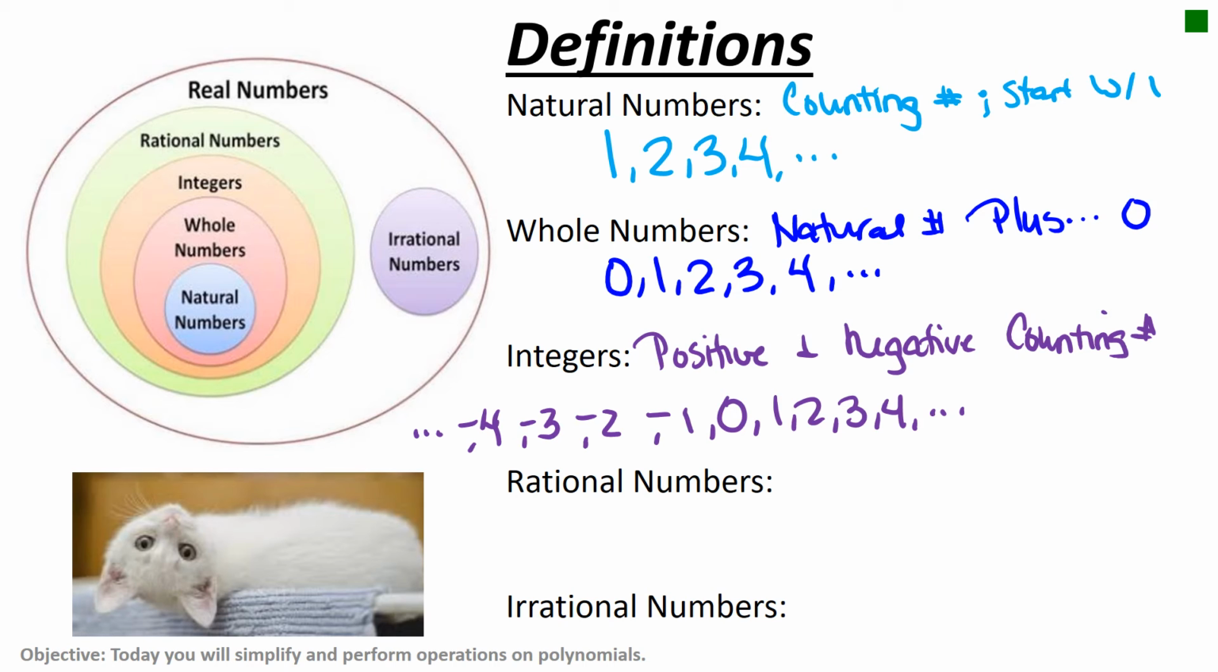If you notice all of these, that's this set right here. The natural numbers are the first. They're part of the whole numbers because we just add 0. They're part of the integers because we add positives and negatives. But none of those have fractions or decimals. No fractions or decimals, people, until we get to rational numbers.